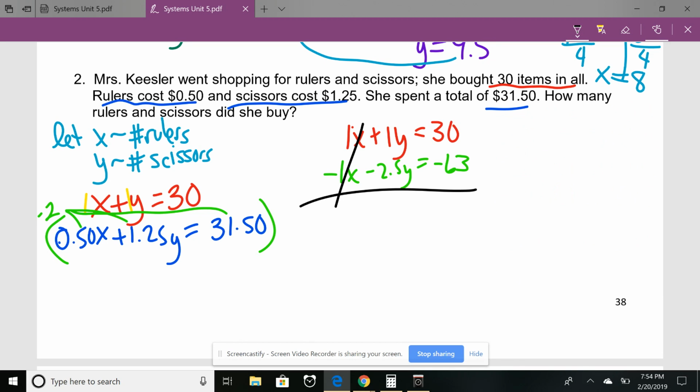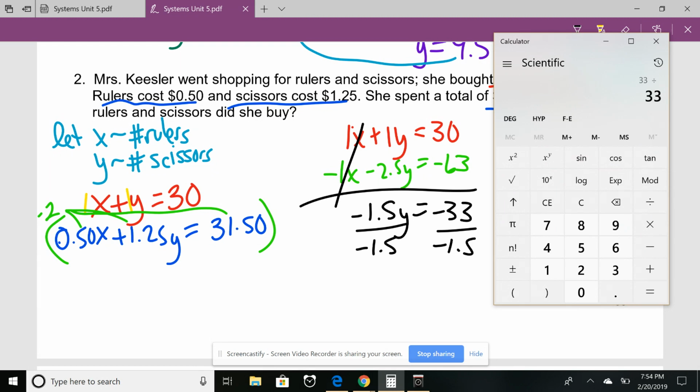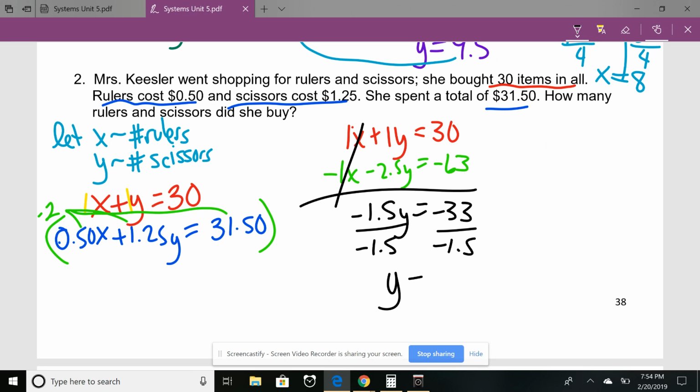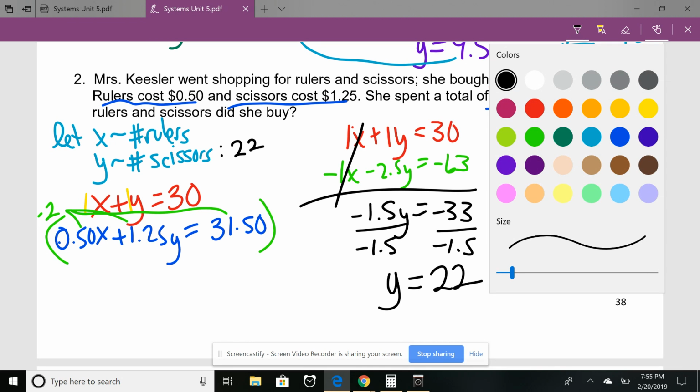The x's cancel. Negative 1y minus 2.5y is -1.5y. 30 minus 63 is -33. Divide both sides by -1.5. You get 22. That means I have 22 scissors.